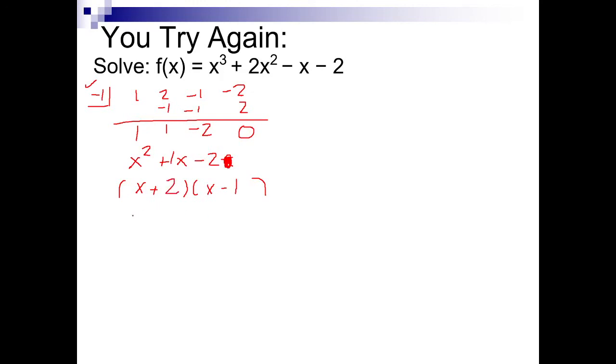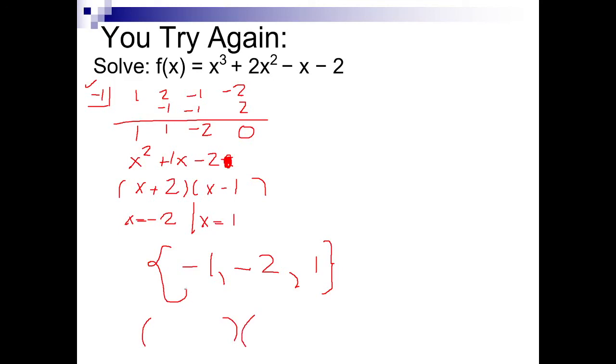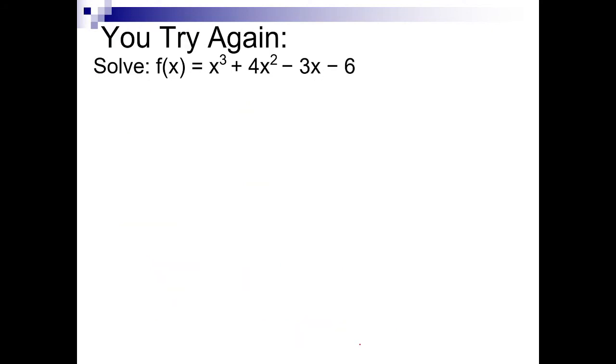So what are your roots here? Negative 2 and positive 1. So what are the roots now? What are your roots? Negative 1. Next, negative 2. Positive 1. And what are the factors? Let's start with this. X plus 1. Next, x plus 2, just the opposite sign. Next, x minus 1. And those are your factors. Okay? Next example. This one.